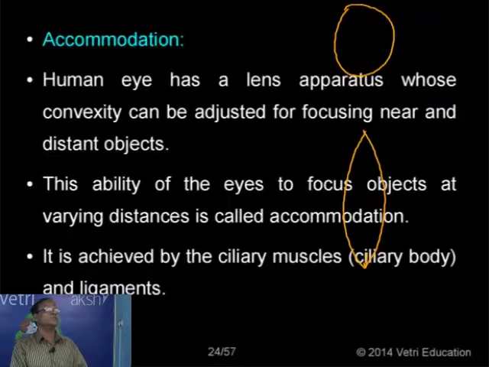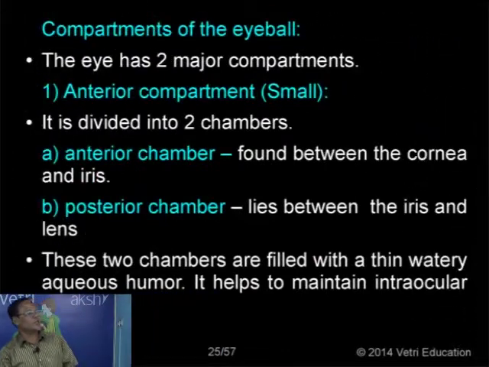Accommodation is mainly brought about by the ciliary body, namely the ciliary muscles, along with the suspensory ligaments. These are the two structures mainly responsible for bringing about the accommodation of the lens according to the distance of the object seen. Now what are the compartments of the eyeball?